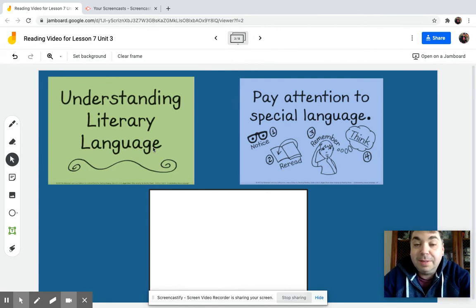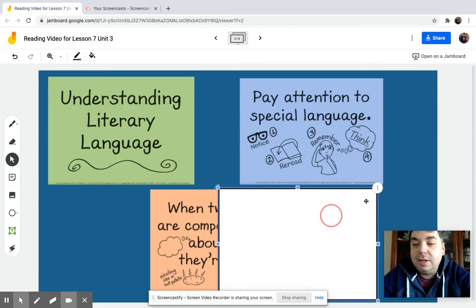But before we see some examples of doing that, let's take a look at our anchor chart. So from yesterday, or the last lesson you did in reading, your job was to pay attention to special language. So first you want to notice it, then you want to reread it to really think, wait, what are they saying? And then you want to remember what it means and then think about why they might be using that. So that's for that anchor chart.